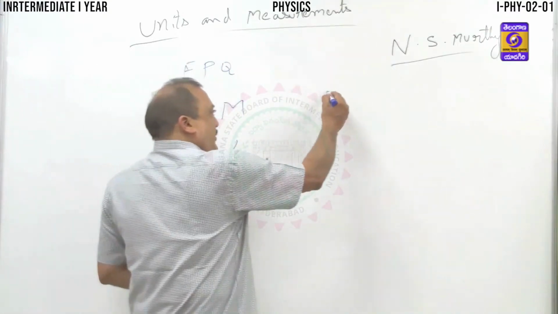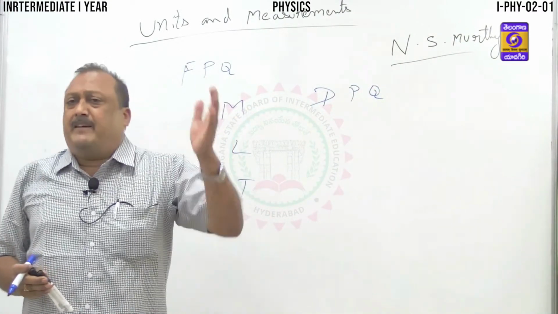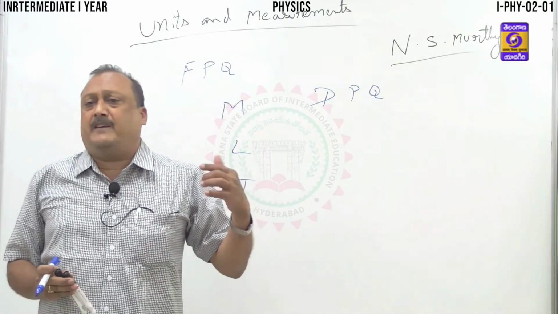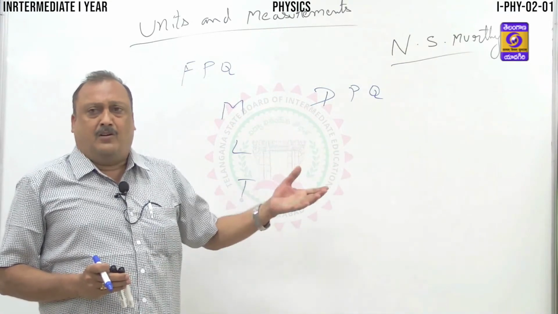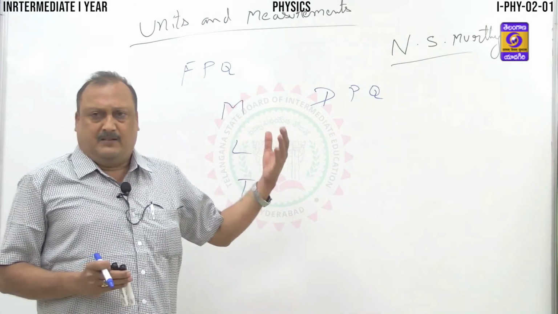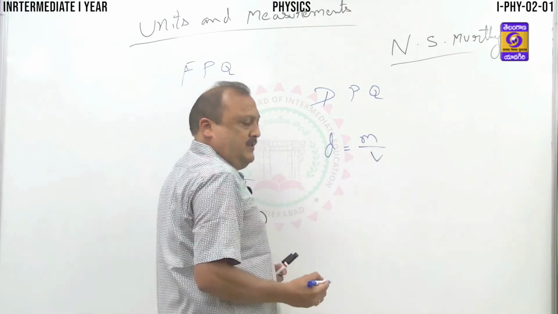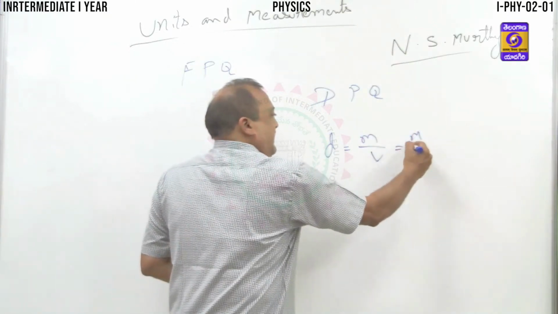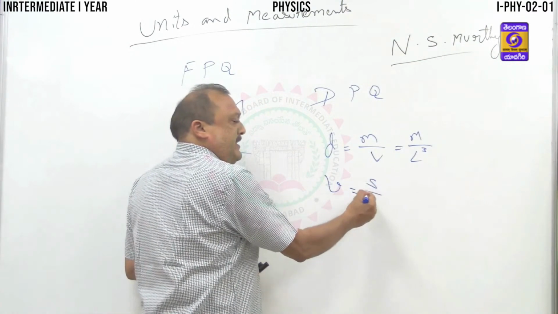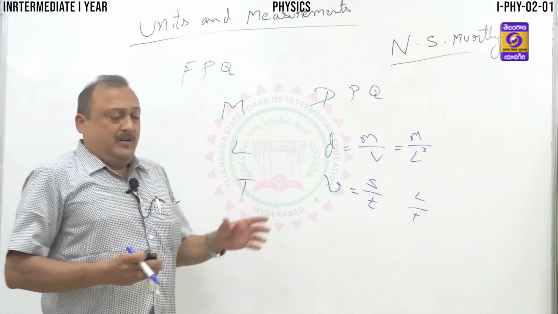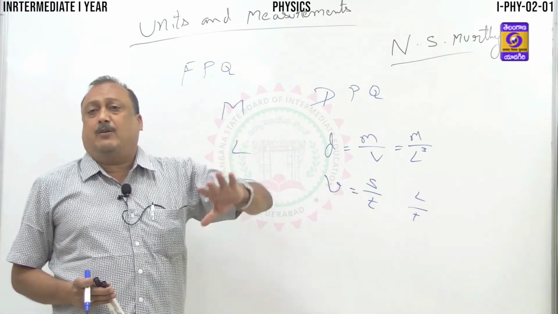After that, derived physical quantities. The physical quantities that depend on fundamental physical quantities are called derived physical quantities. Example, area, that is length square. Volume, length into breadth into height, that is cube of the length. Density, density equal to mass by volume. Velocity, displacement by time. So, a physical quantity which depends on the fundamental physical quantities is called a derived physical quantity.